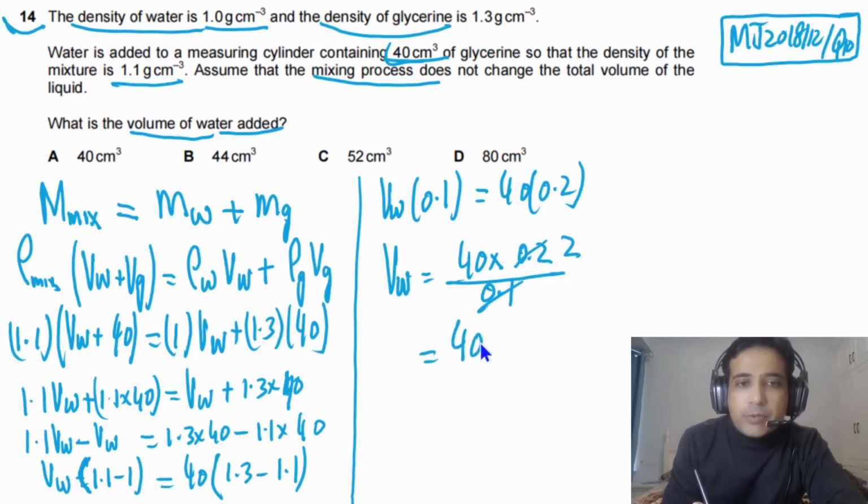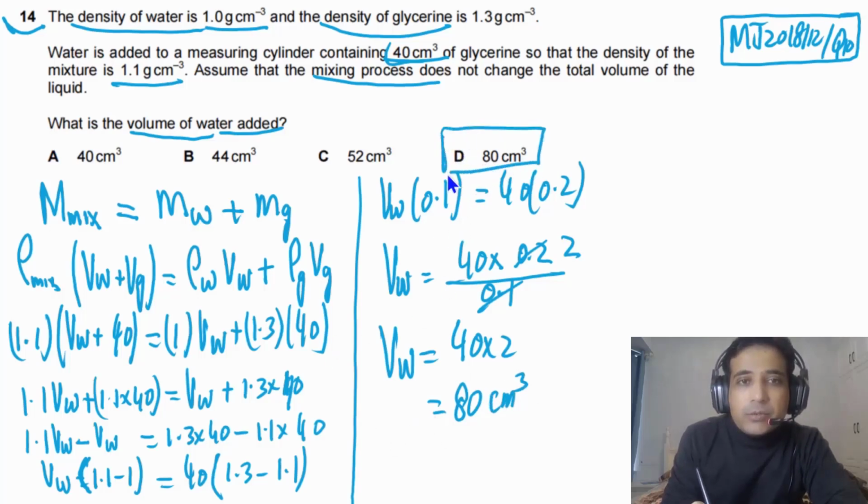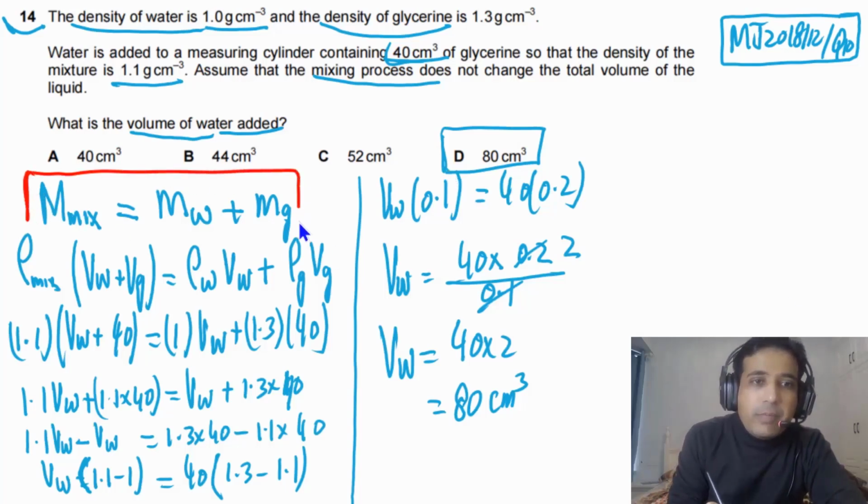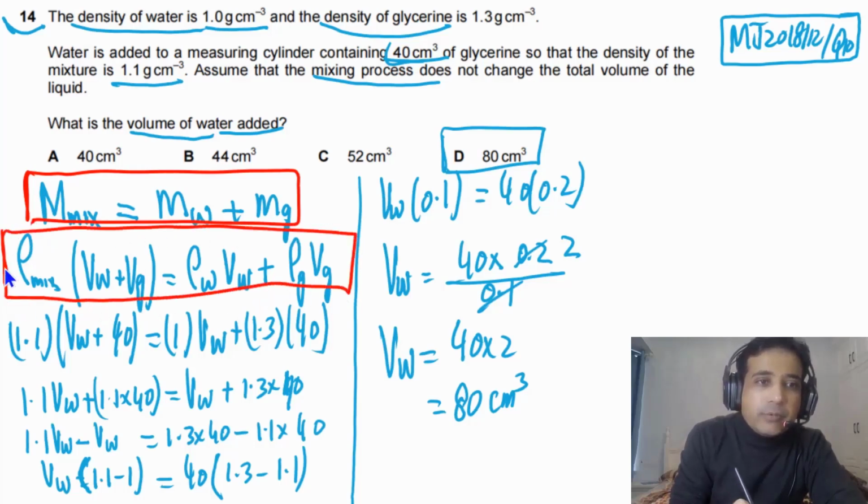So our answer for this question is D. This is 80, and we are using cubic centimeters, so the volume is 80 cubic centimeters. This is our final answer. So this is how you can approach any question of the same type about mixtures. You can use this technique, and the best way is to start with mass, and then you can go to the second step and you will be able to find the answer. I hope this question is clear to you. Let's move on to the next one.